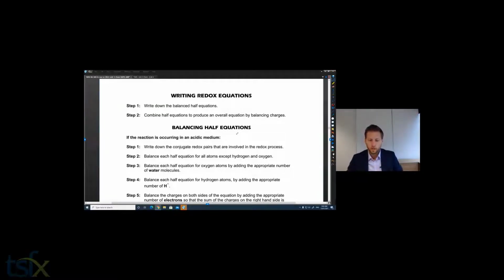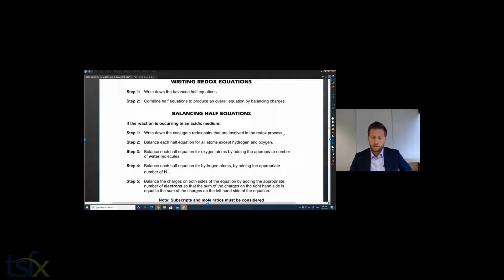This one will work. So what we're going to do is writing redox equations. We're going to go through that and practice that, and particularly we're going to do it in acidic medium. This is really important because it underpins a lot in batteries and cells, and they love to ask questions on this on the exam because students find it challenging, and it is difficult. So balancing equations in acidic medium is really important.